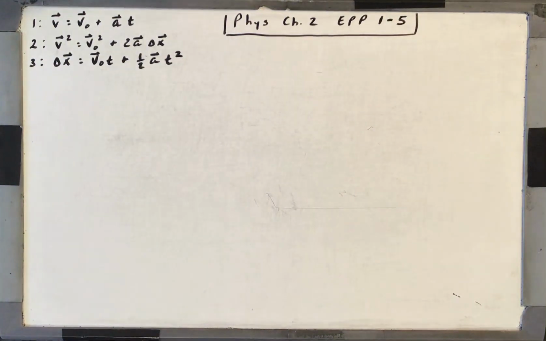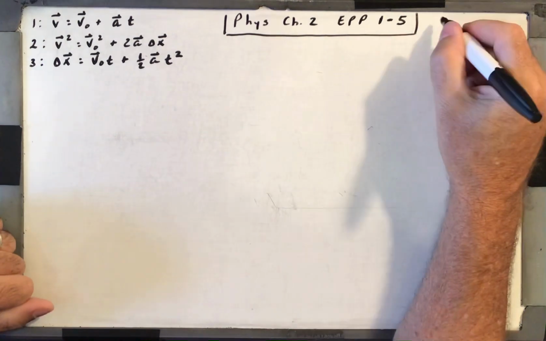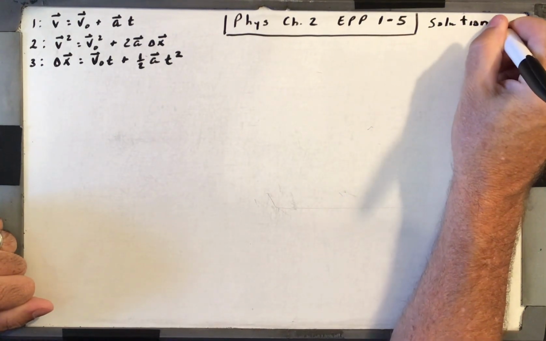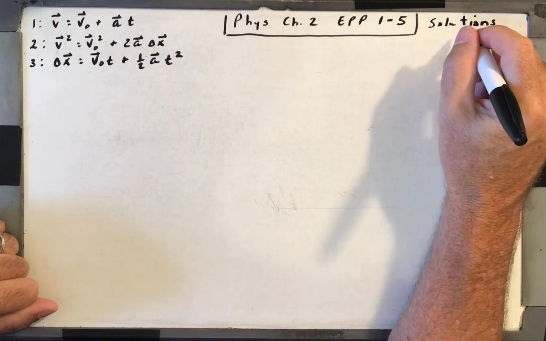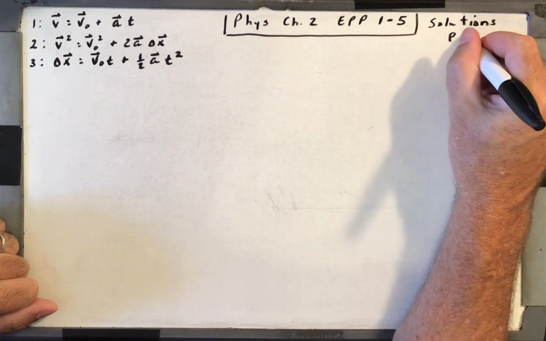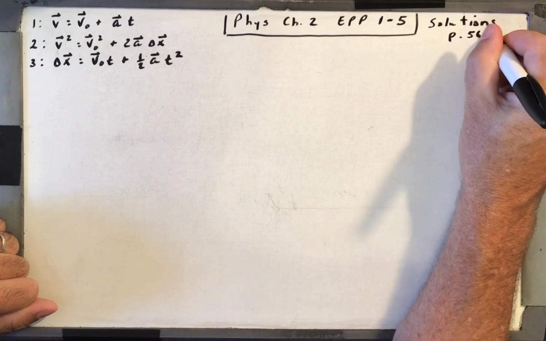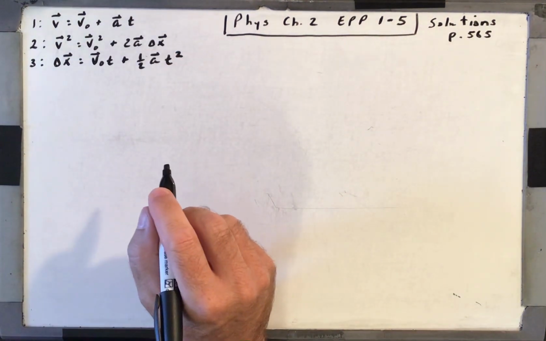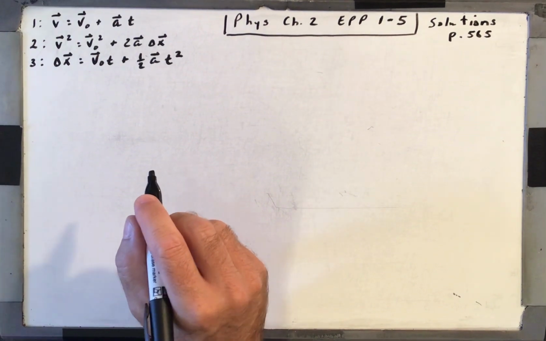All right, welcome to the Physics Chapter 2 Extra Practice Problems 1 through 5 Solutions. These are on page 565. I went ahead and put our three equations from this chapter up at the top. And so let's go through these.